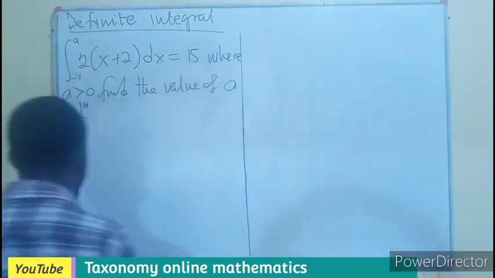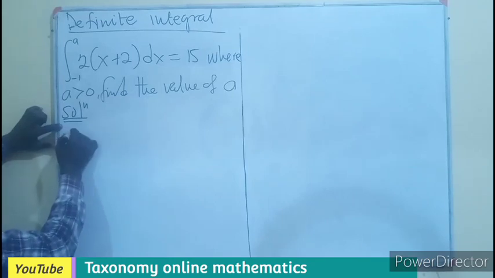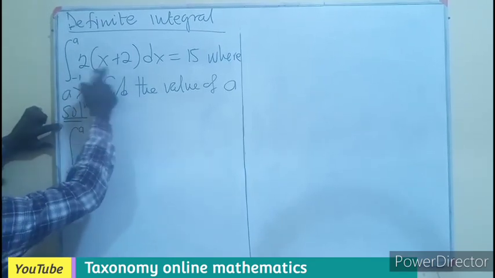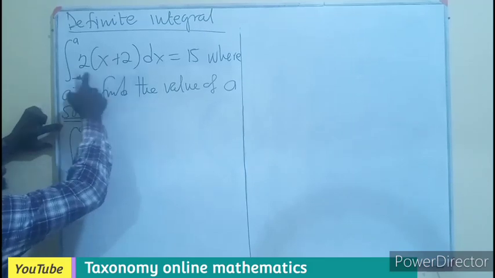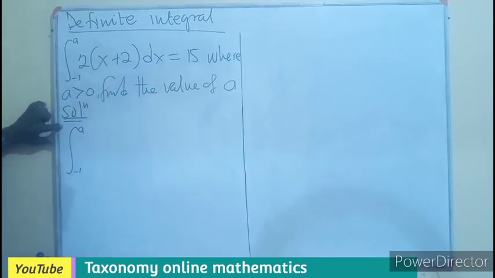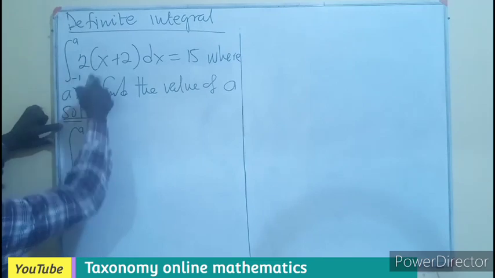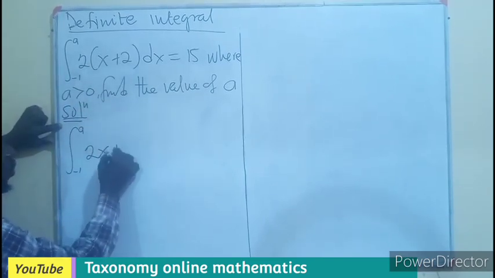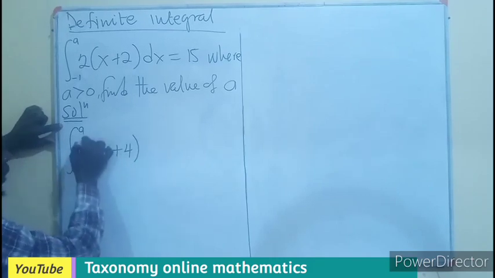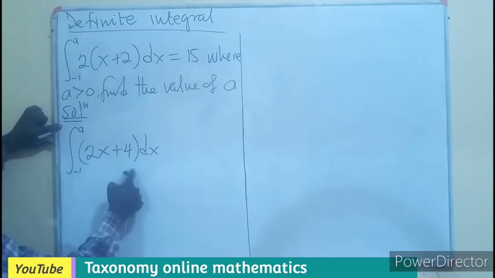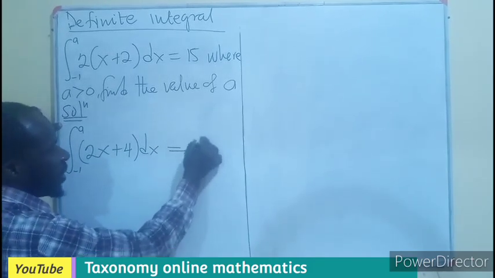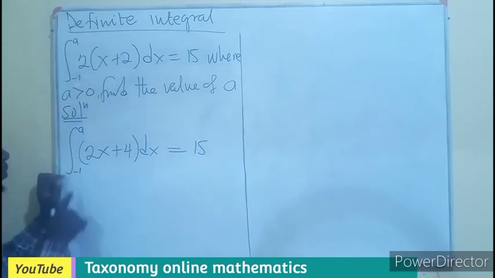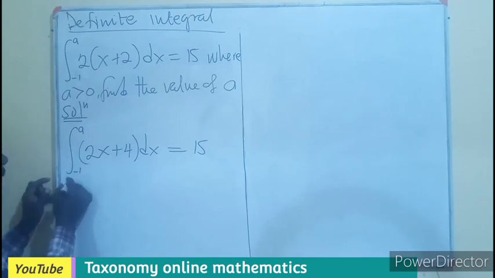So per integration, let's write the question down. We have the integral from -1 to a. We can open this bracket in order to have a simple linear equation. 2 times x will be 2x. 2 times 2 will be 4. So this is what we are going to integrate to see if we can get what? 15.